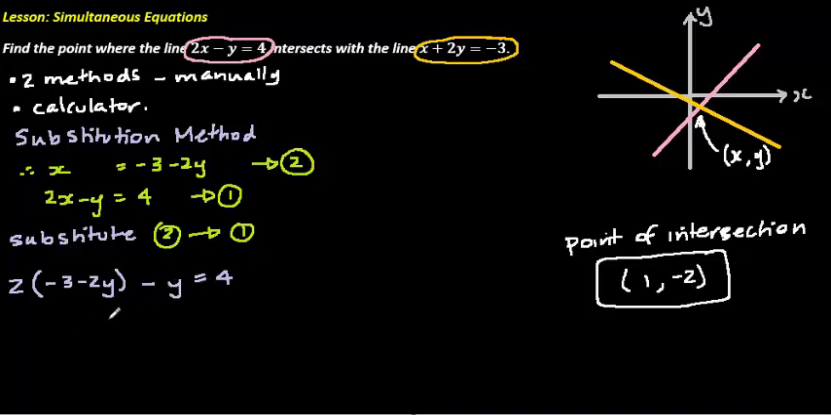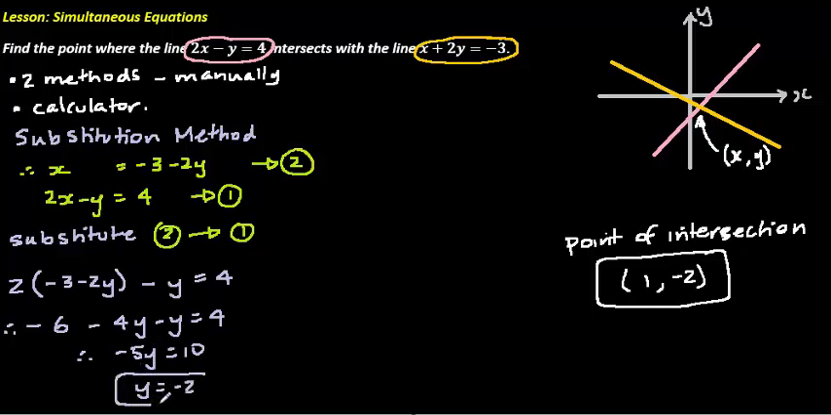So 2x minus y equals 4. Then I can use solve on the calculator if I want to work out what y is, or I can do it manually. If I do it manually, I'm going to end up with negative 6 minus 4y minus y equals 4. Therefore, negative 5y equals 10 and y equals negative 2. Don't worry if you're a little bit uncomfortable doing that algebraically. From this step here, we can go to the calculator if necessary and do a solve to work out what y equals.